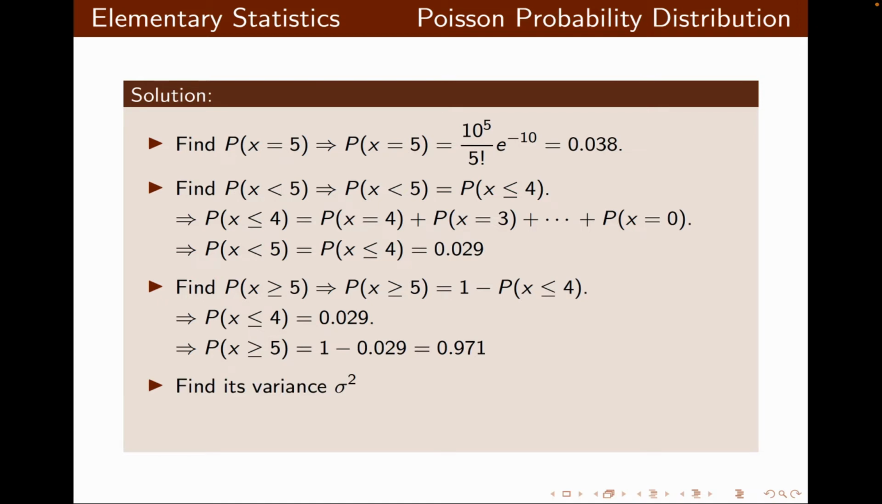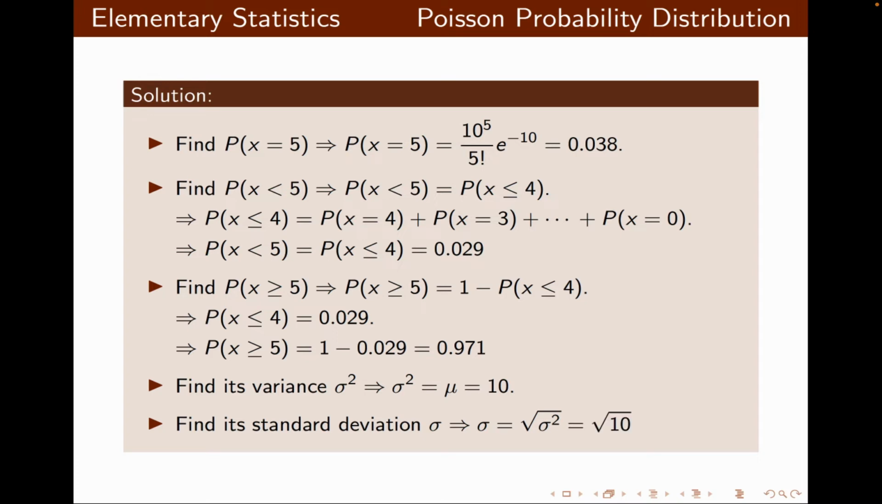Now, the variance of a Poisson probability distribution, sigma squared, is the same as the mean, mu. So in this case, the variance is 10, since the mean was 10. And the standard deviation of a Poisson probability distribution, sigma, is always the square root of the variance, sigma squared. So that will be radical 10, which approximately is 3.162.